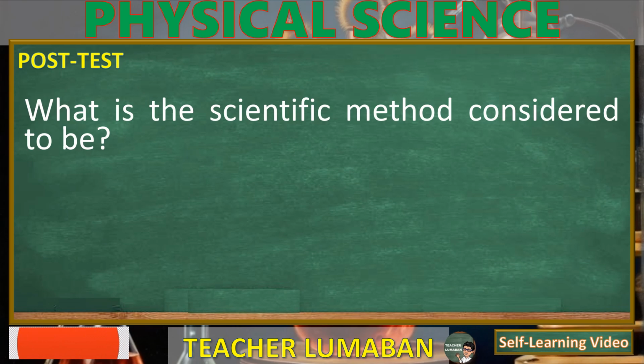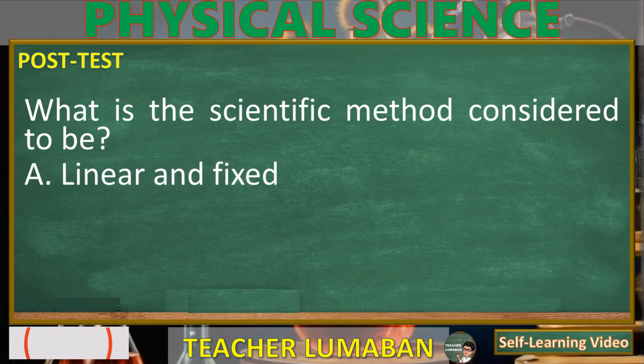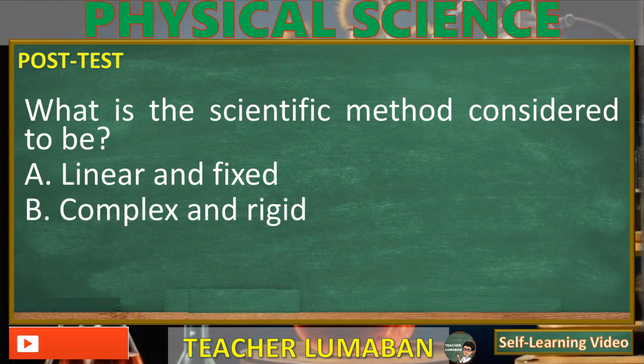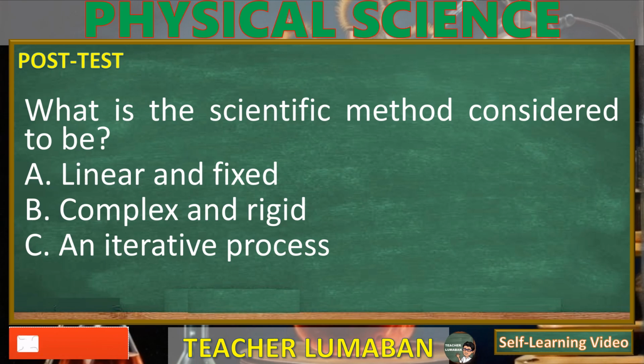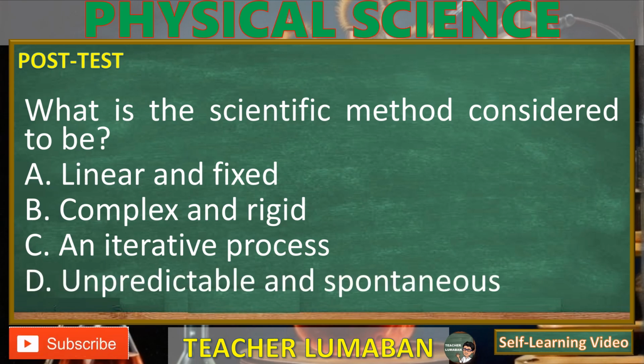What is the scientific method considered to be? A. Linear and fixed. B. Complex and rigid. C. An iterative process. D. Unpredictable and spontaneous.